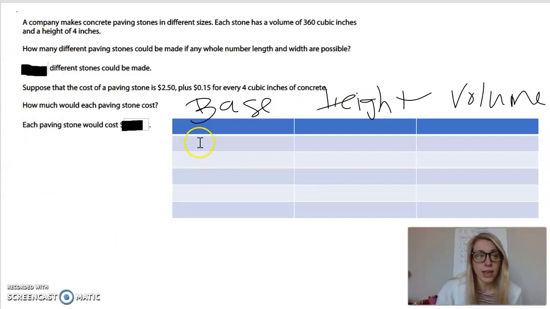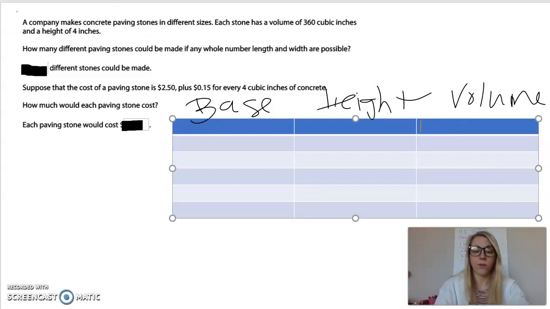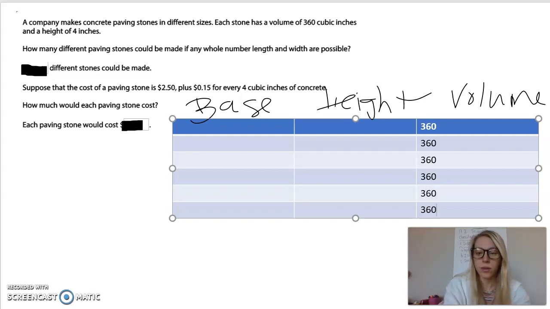So for this, I knew that the volume was 360 according to my problem. It says each stone has a volume of 360. So I knew that my volume was 360, so I filled in all of these blanks with 360 to begin with. I knew it says that each of them has a height of 4. So I knew that my height was going to be 4 all the way down here, and I didn't have to solve that.